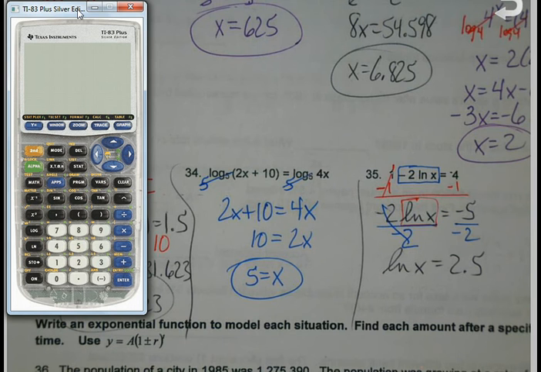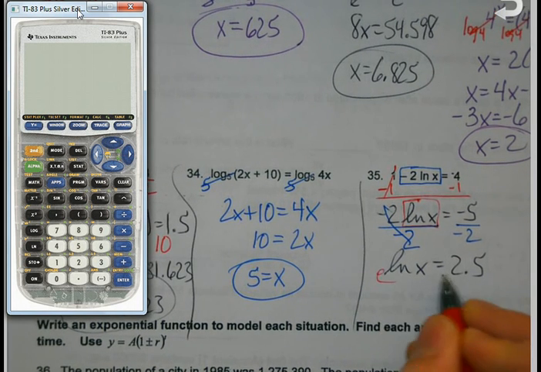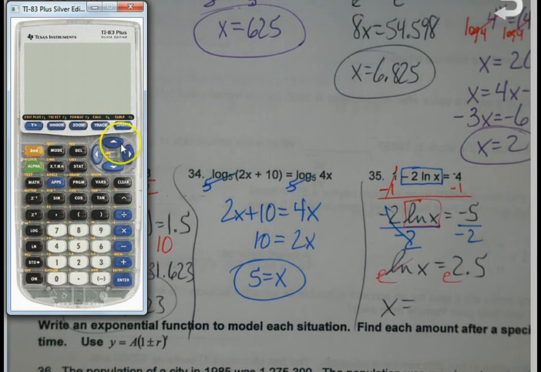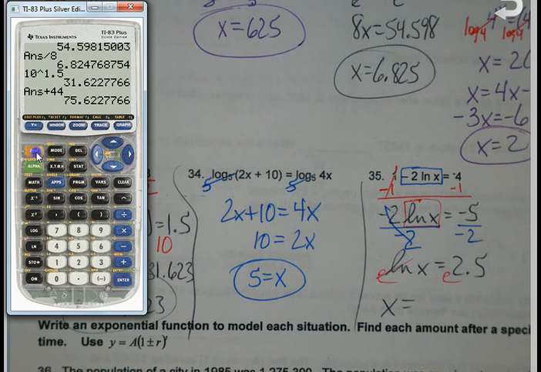And then now finally I've made it to where the natural log's the only thing left in my way, and its inverse is e. And no, it's not time to go.